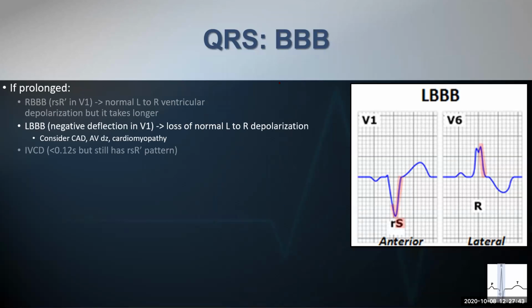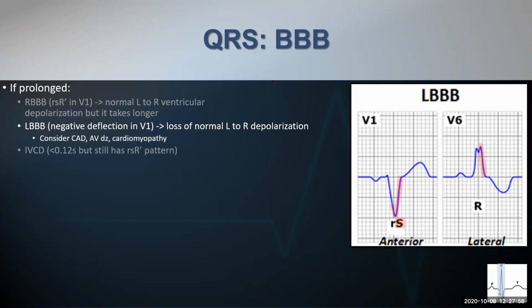All right, so now, we talked about right bundle branch block. What we said is you have an RSR prime, you have a rabbit ear appearance. We're looking for that in V1 and 2. If you have an ST elevation in V1 and 2 with a right bundle branch block, that's never normal. You're thinking of ischemic disease.